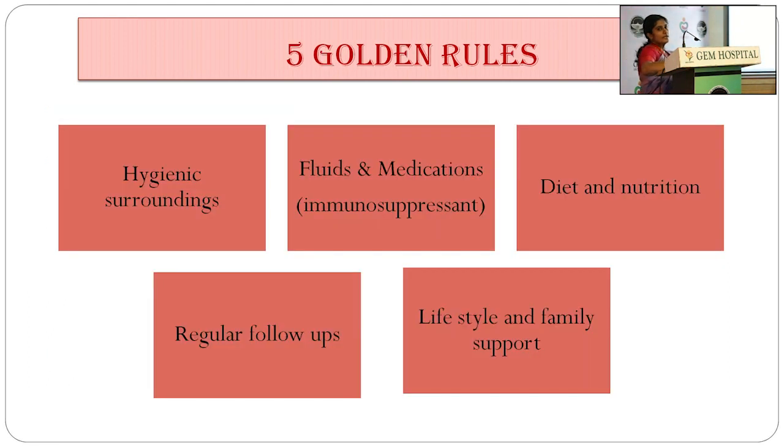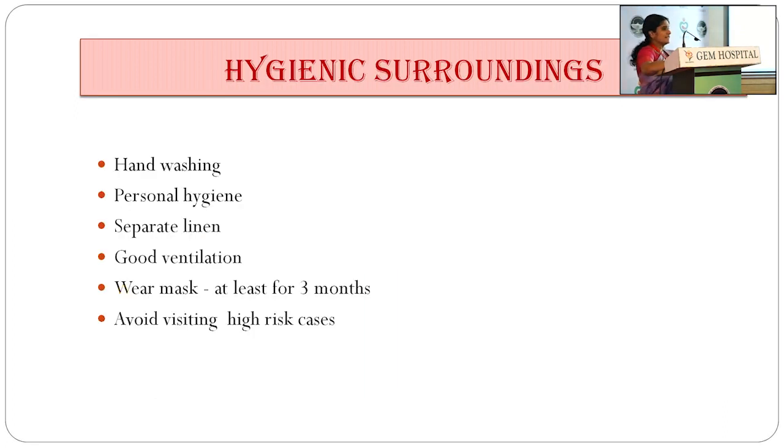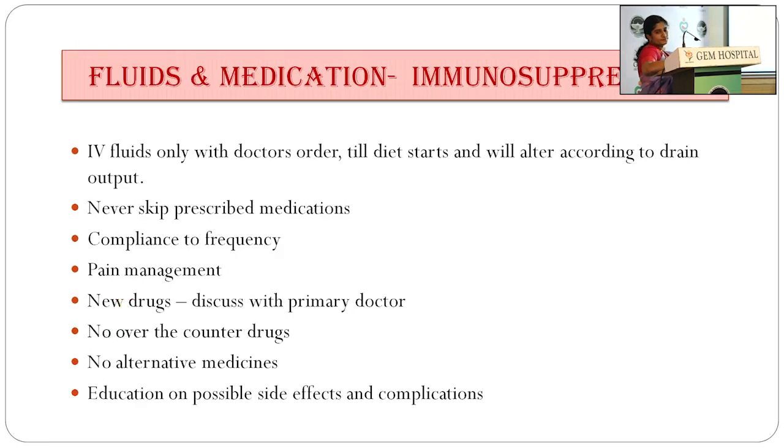There are 5 golden rules for after liver transplant surgeries, that are hygienic surroundings, fluids and medications, regular follow-ups, diet and nutrition, and lifestyle and family support. Let's see one by one. The first thing is hygienic surroundings. So first thing is hand washing, personal hygiene, separate linen should be used for each patient, and good ventilation should be there in the patient's room. Wear a mask at least for 3 months compulsorily. Then avoid visiting high risk areas.